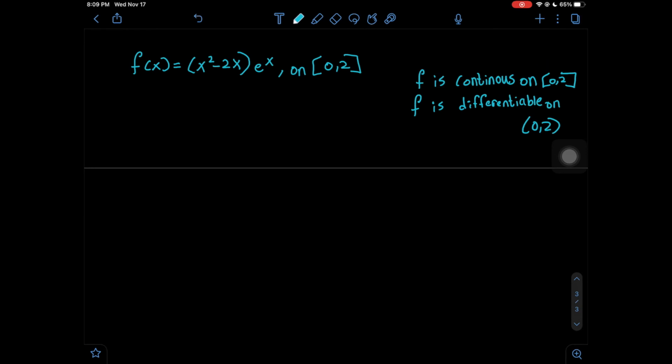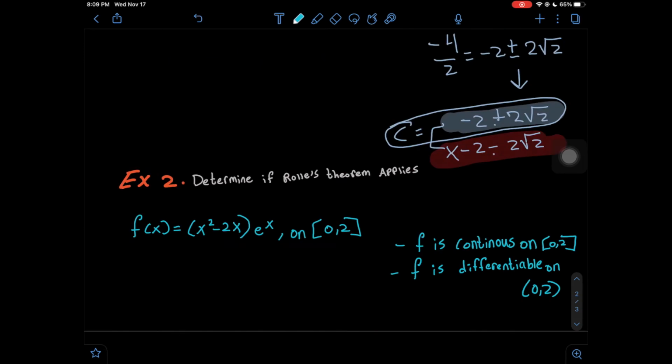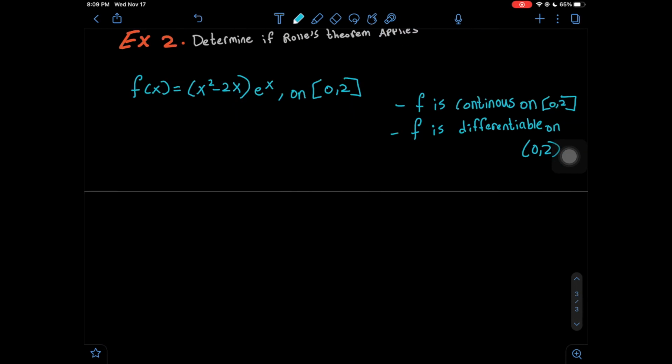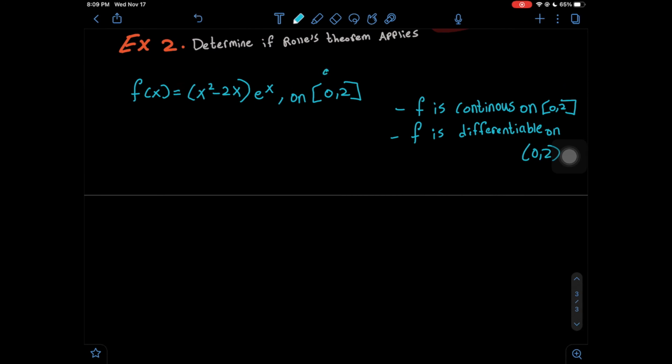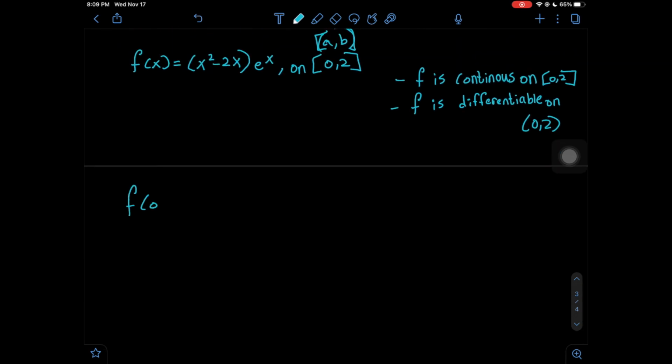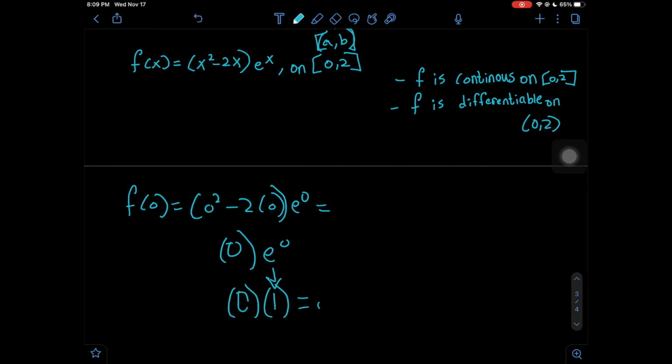So now let's go ahead and work this out. We now know it's continuous and differentiable. Remember our third step was to determine if f of a equals f of b. Let's do that down here. We're going to substitute in 0 as our a and 2 as our b. So we have f of 0 equals 0 squared minus 2 times 0, times e to the power of 0. Inside our parentheses we have 0, and 0 times e to the power of 0, which is just 1, is just 0. So we know f of 0 equals 0.